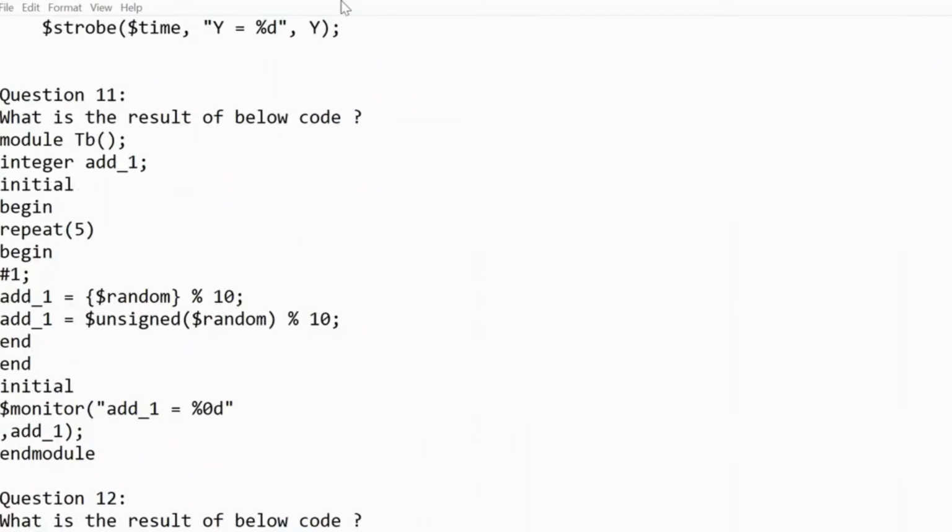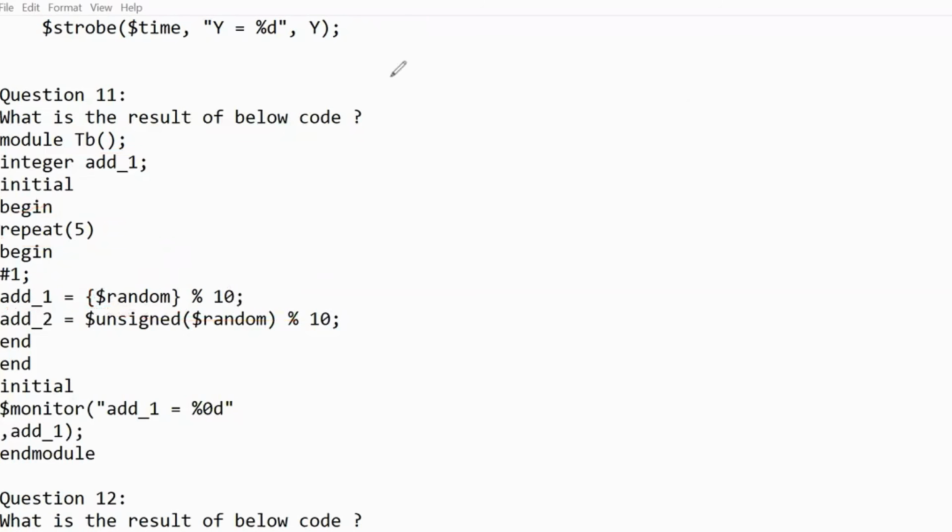Okay, next question. What is the result of the below code? Here a module has been given with the addition repeated 5 number of times. add1 equals $random modulo 10. $random modulo 10 is nothing but here $random is randomizing the value. Okay, then what about this modulo 10?